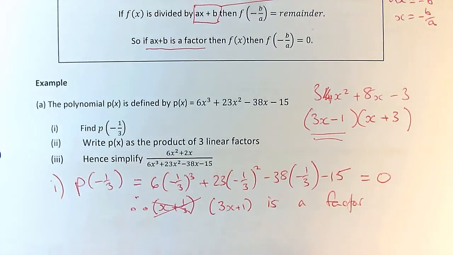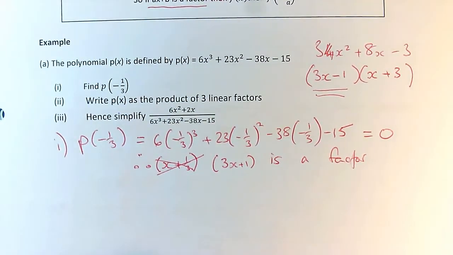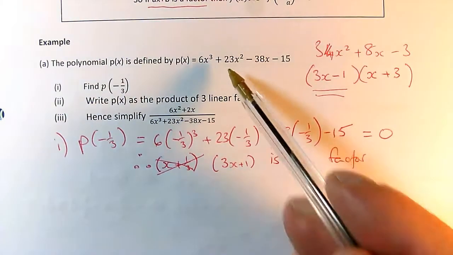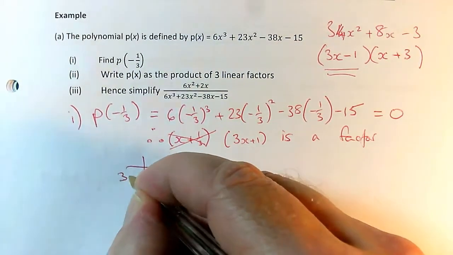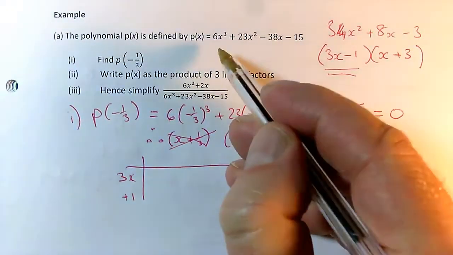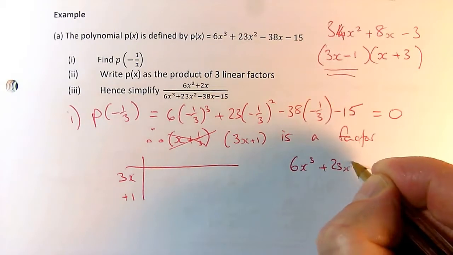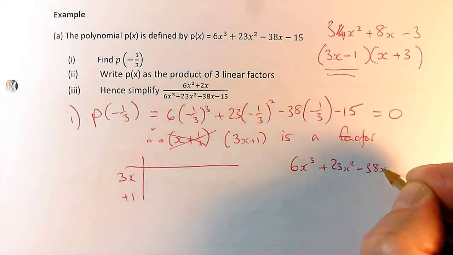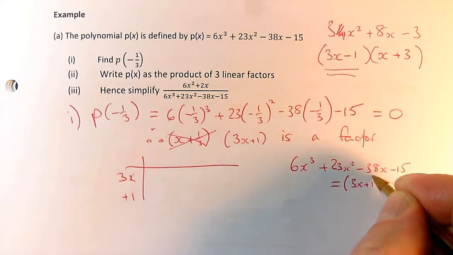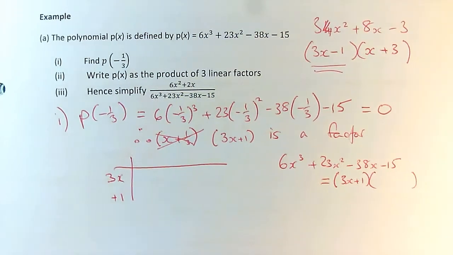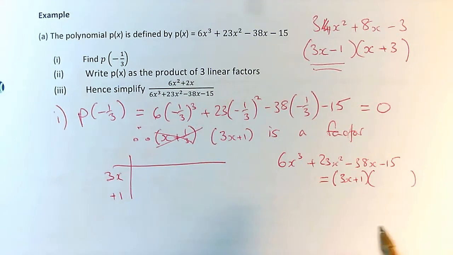Now I've got a factor. I've got to write this as a product of 3 linear factors. We've just revised algebraic division. I know that when I do this division of that by that, it's going to come out without a remainder. So I set up my grid, 3x plus 1 down the side. 6x cubed plus 23x squared minus 38x minus 15 is going to equal a bracket of 3x plus 1 times another bracket, and then there's going to be a remainder. But because I know this is a factor, I'm expecting the remainder to be 0. Let's see if that works.